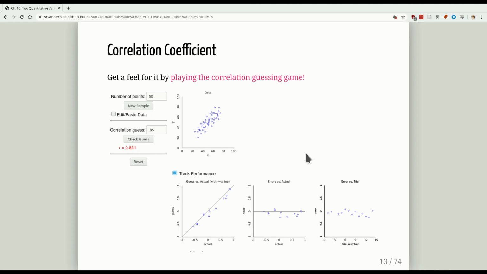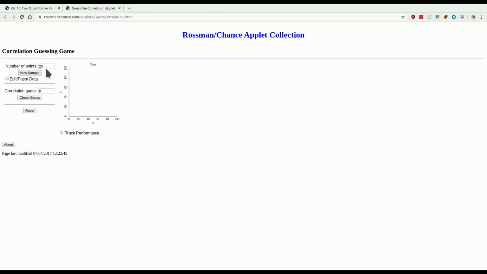So, with that said, I think it's probably worth taking a few minutes to get a sense of how the correlation coefficient works and what different R values end up looking like in practice. So I recommend that you pause the video at this point and go play the correlation guessing game for a few minutes. You can change the number of points and then generate a new sample and enter your correlation guess.